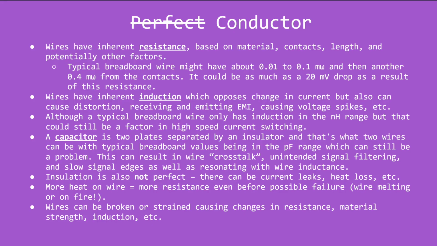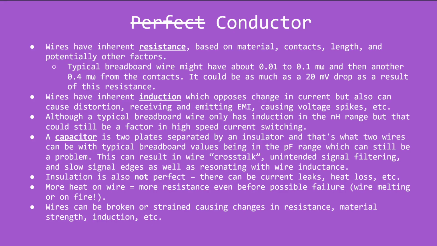They also have inherent inductance, which opposes change in current, but can also cause distortion, receiving or emitting electromagnetic interference, voltage spikes, etc. Typical breadboard wire inductance, especially at lower frequencies, is probably in the nanohenry range, so barely noticeable. But once you start to increase the frequency, it becomes much more of a problem.